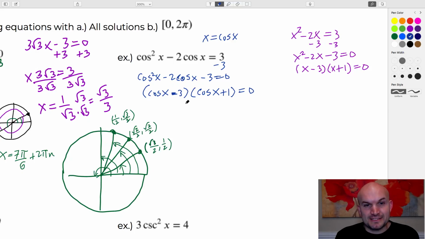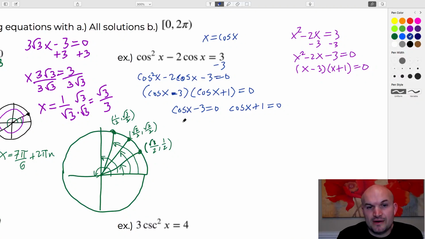Now what I'm going to do is apply the zero product property, just like you had set here. So I can set each factor, cosine of x minus 3 equals 0, and cosine of x plus 1 equal to 0. So now when I go ahead and solve, I get cosine of x is equal to 3, and cosine of x is equal to negative 1.